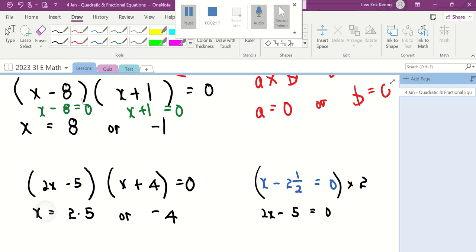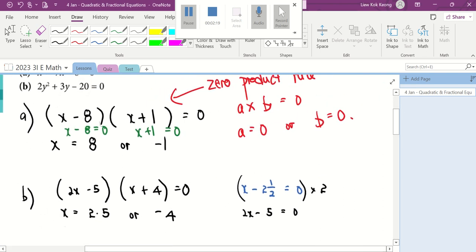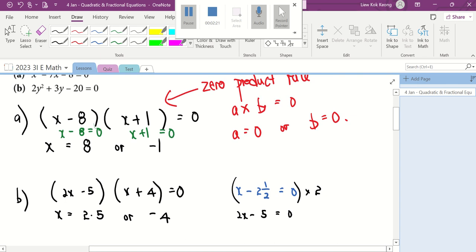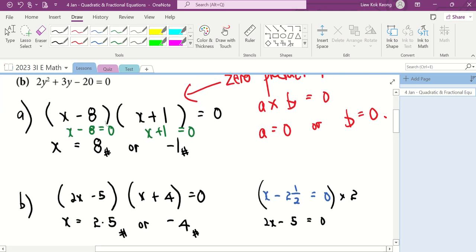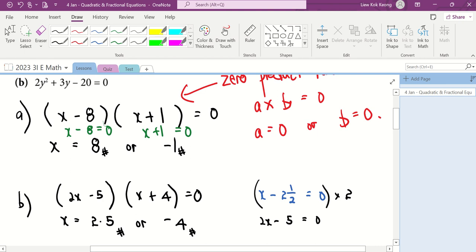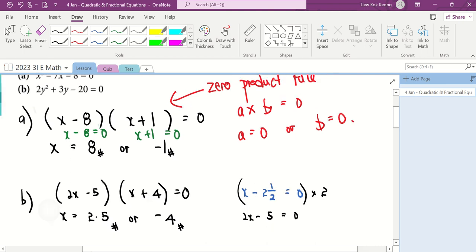Okay, there's one extra step I want you all to do as a good practice from now onwards. Sometimes in your solution, there could be more than one answer. Please, as a good habit, underline your final answer. Okay, you can really underline like that, but usually I choose to do it like that. Okay, underline your final answer.